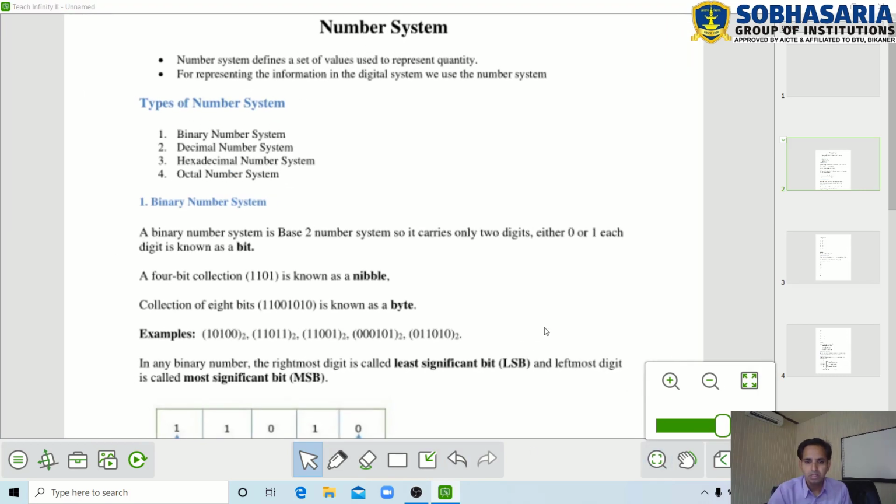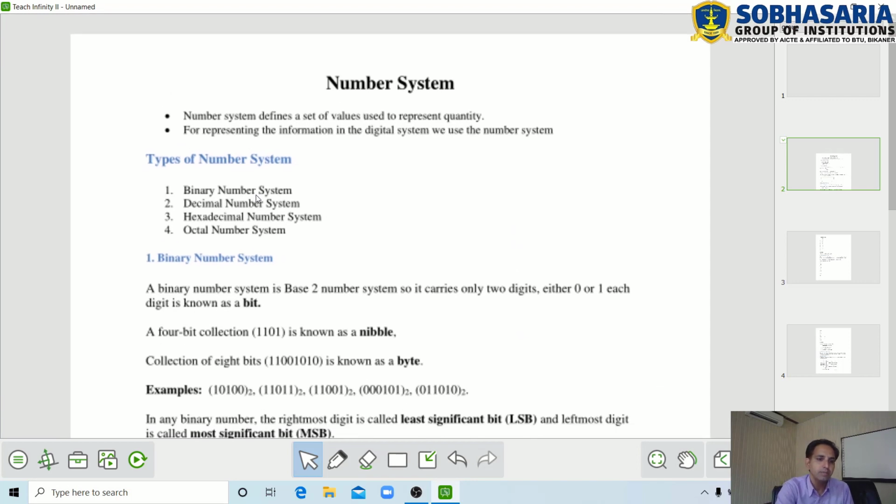Basically, the number system is divided into four categories. Number one is the binary number system, number two is the decimal number system, number three is the hexadecimal number system, and fourth is the octal number system.